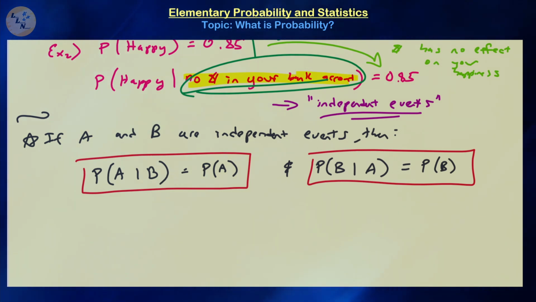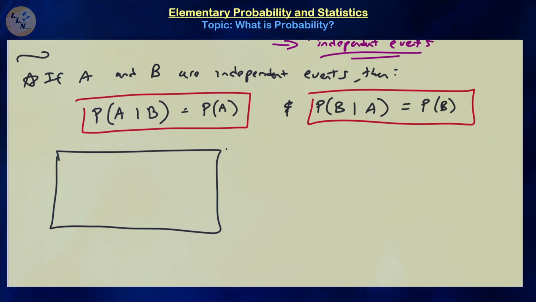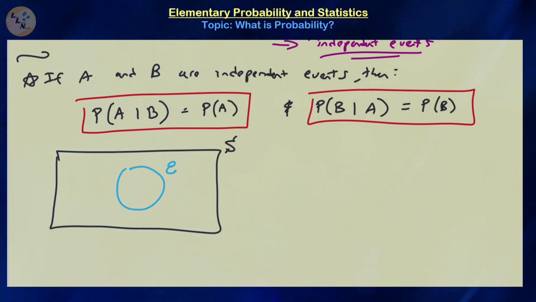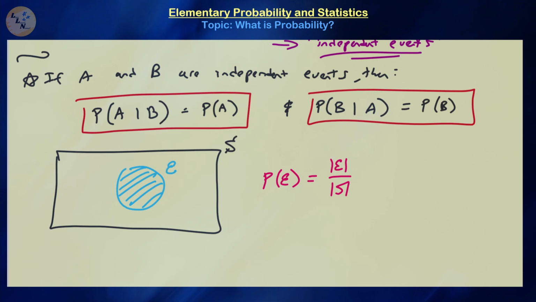So now let us look at conditional probabilities from the Venn diagram perspective. So let's draw a little Venn diagram here. This is going to be my sample space. And let's draw this event. This is going to be my event space, so this is going to be my cardinality of E. And notice if I ask you what is the probability of E, the probability of E is going to be equal to the size of E divided by the size of the sample space.